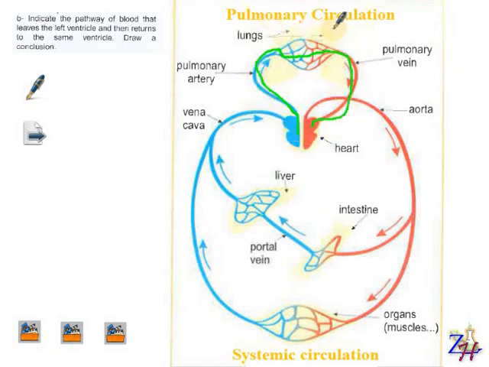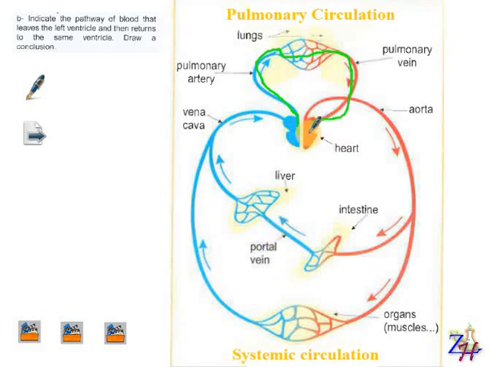Notice how it's small because it's just between the heart and the lungs. So sometimes it's also called small circulation. Okay, so we can call it pulmonary or small circulation. Now, if I want to talk about the systemic circulation, from its name, systemic, from systems, it means the circulation between the heart and all the body organs.